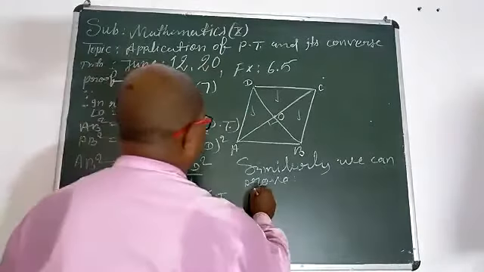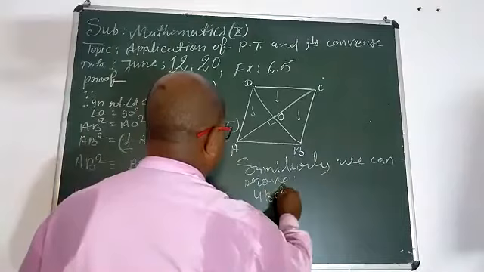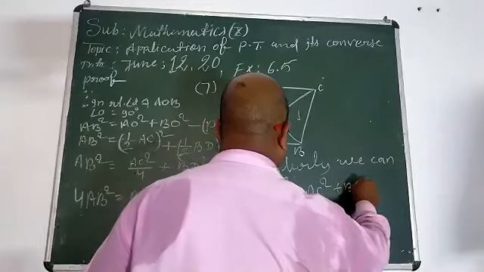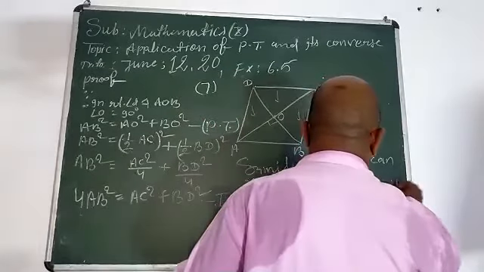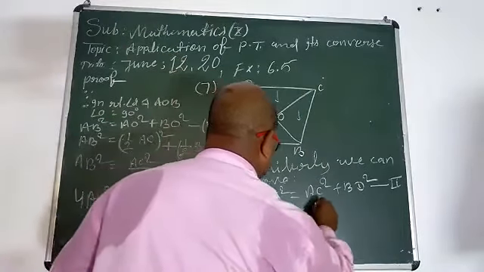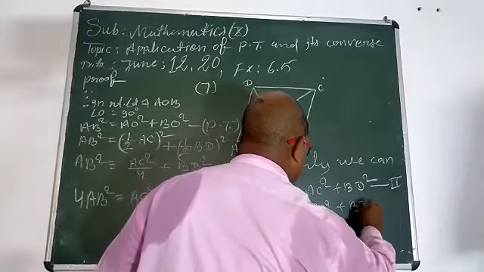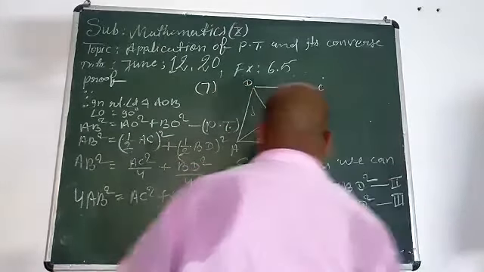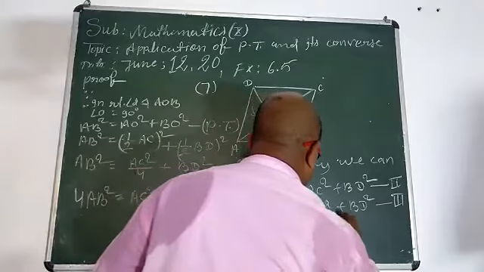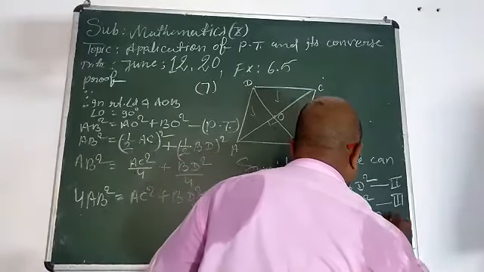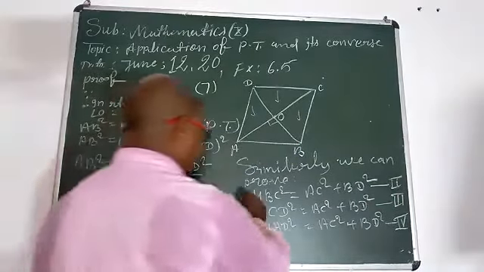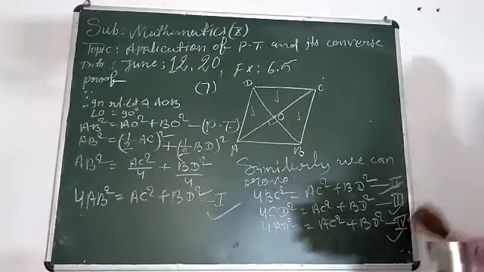Then we can write 4BC square equal to AC square plus BD square. This is equation second. Now 4CD square equal to AC square plus BD square, equation number 3. Then 4AD square equal to AC square plus BD square, equation number 4. In this way, you can get equations 1, 2, 3, then 4.